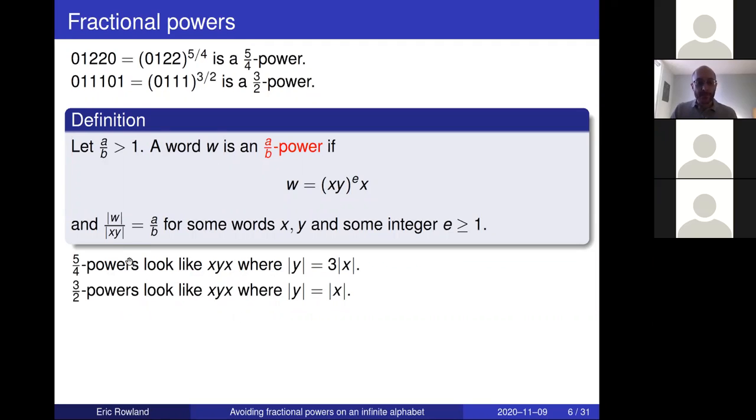So for example, 5/4 powers look like xyx, where y is 3 times the length of x, right? Because then we look at the ratio of the length of xyx, the length of w. So what is the length of w? The length of w is 5 times the length of x, and the length of xy is 4 times the length of x, so the ratio is 5/4.